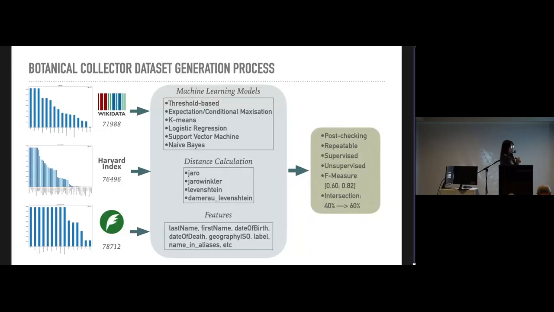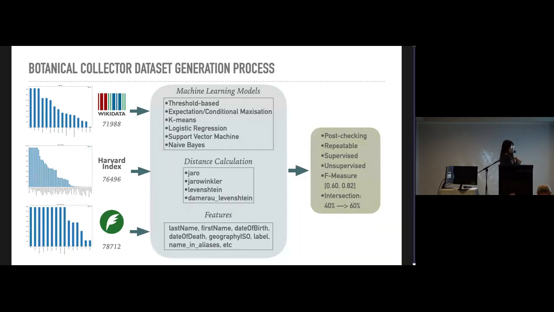We did run a couple of tests to make sure this process can auto-generate the dataset. We tried quite a lot of different machine learning models, from really traditional threshold ones to fancier ones: the EM algorithm or K-means, which is unsupervised, and some logistic regression, SVMs and naive Bayes, which are classic supervised learning. We also tried different distance measurements between strings, such as Jaro-Winkler and Levenshtein. We have a few more, but I don't have space here. For features, we tried a couple of them in different combinations as well.